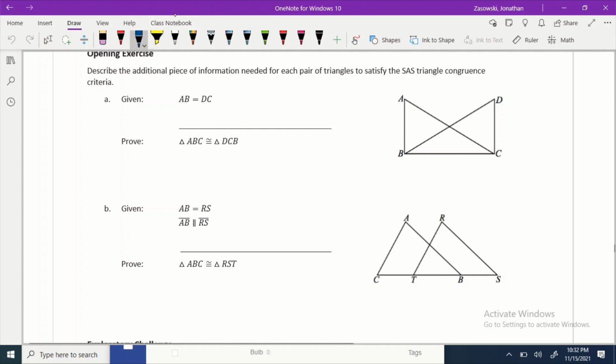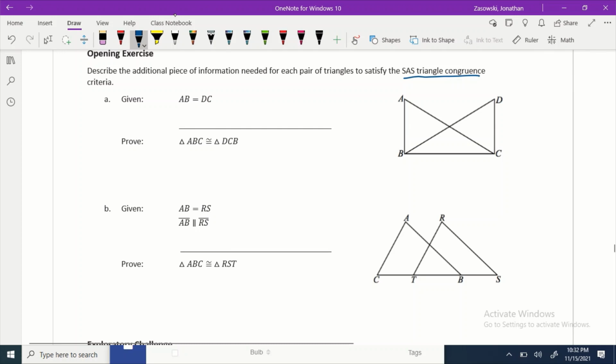And we have to use the side angle side congruence theorem, okay? So take a look at it. All right, make sure you mark down what you have. What else can you show? And then what else do you need?